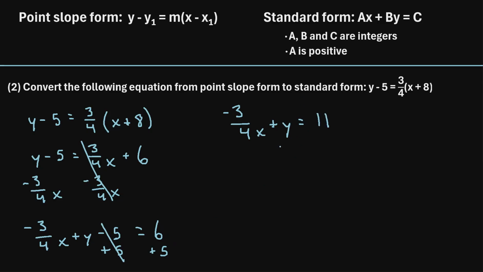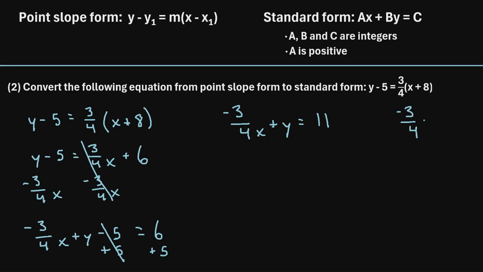Now this is close to being in standard form, but notice the requirements. A, B, and C need to be integers or whole numbers. So we can see that A right now is not an integer, and also A is not currently positive, it's a negative value. So what we can do to convert all of these values to integers is just multiply them all by the denominator right here of 4. Because when we multiply this fraction by 4, here's what that looks like.